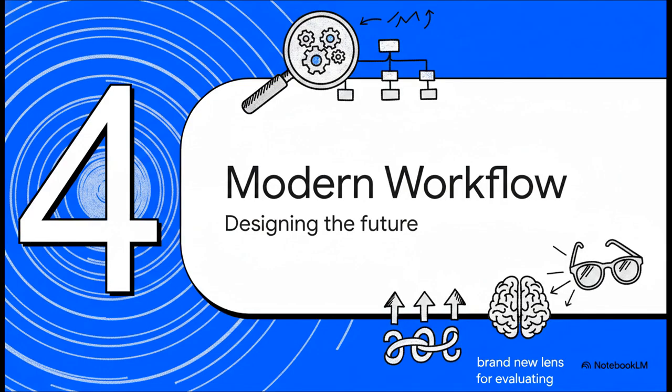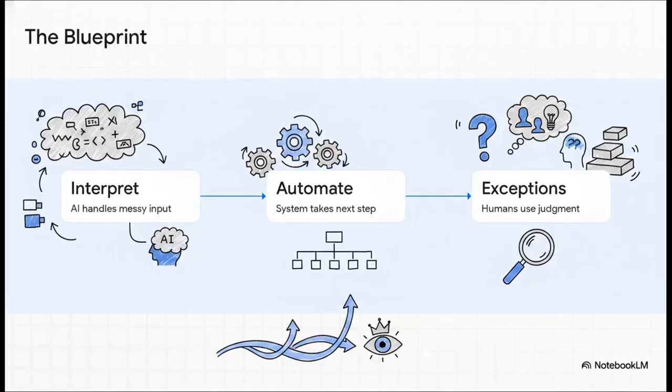All right, let's bring it all home with section 4, designing the modern workflow. Let's synthesize all these concepts and give you a brand new lens for evaluating your own job. When we put the pieces together, we get the blueprint for the ultimate modern workflow. Step 1, AI acts as the front line, interpreting that messy, unstructured input. Step 2, traditional automation takes that clean interpretation and perfectly executes the likely next step based on your established rules. Step 3, humans step in to handle the weird exceptions, the low-confidence guesses, and the complex, nuanced judgments.